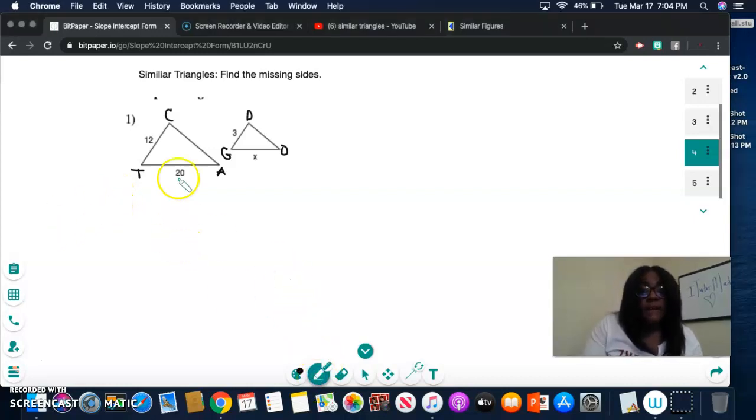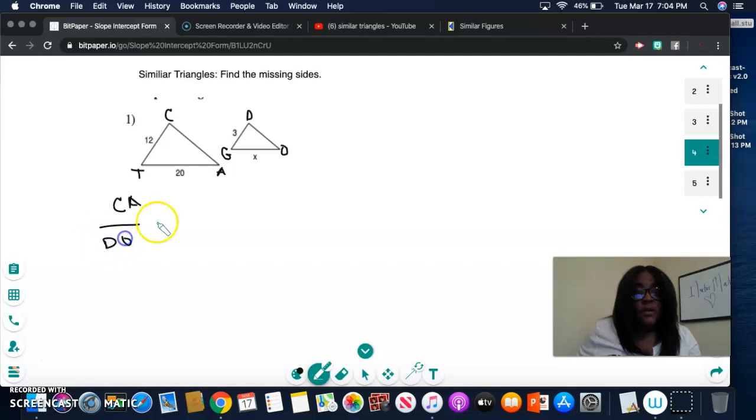Here you have triangle CAT is similar to DOG. Alright, so let's go ahead and find the corresponding sides. So you have CA is congruent to DO, AT is the corresponding side to OG, and we can say TC is corresponding to GD.